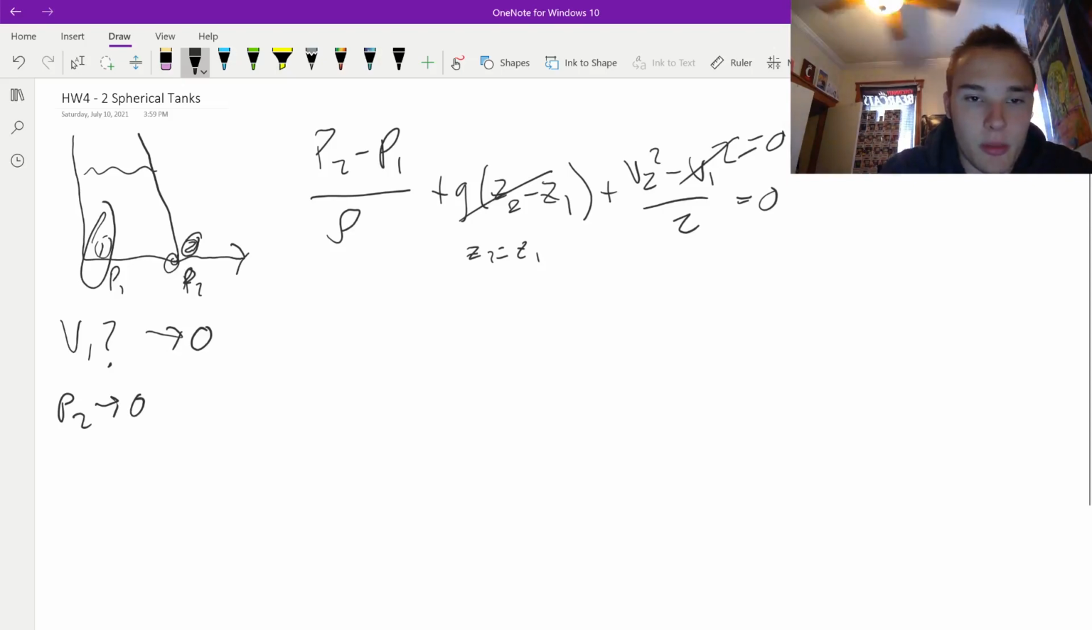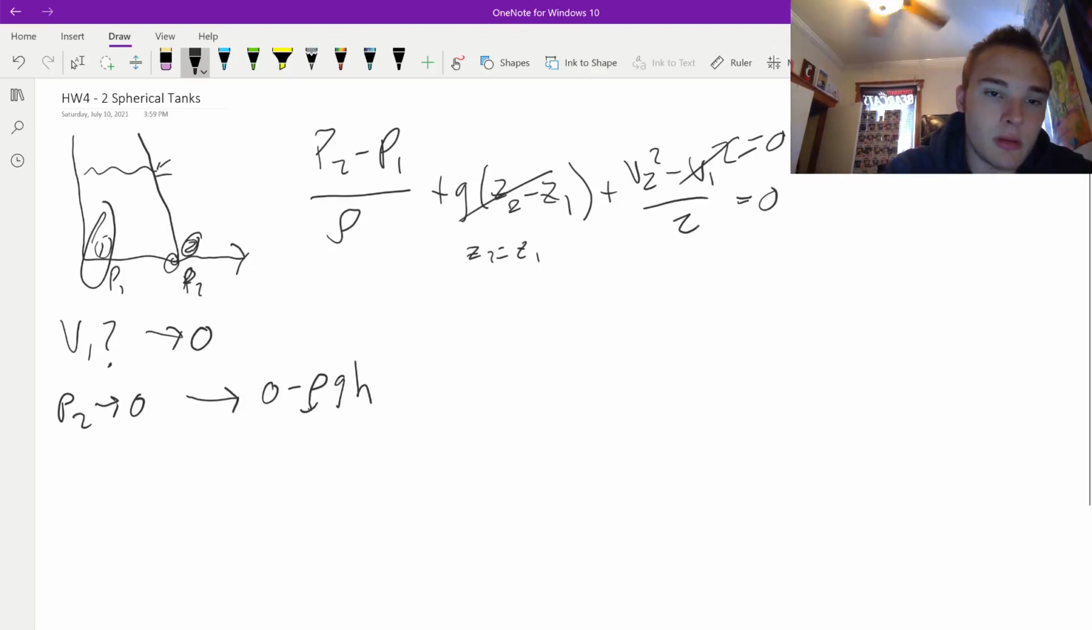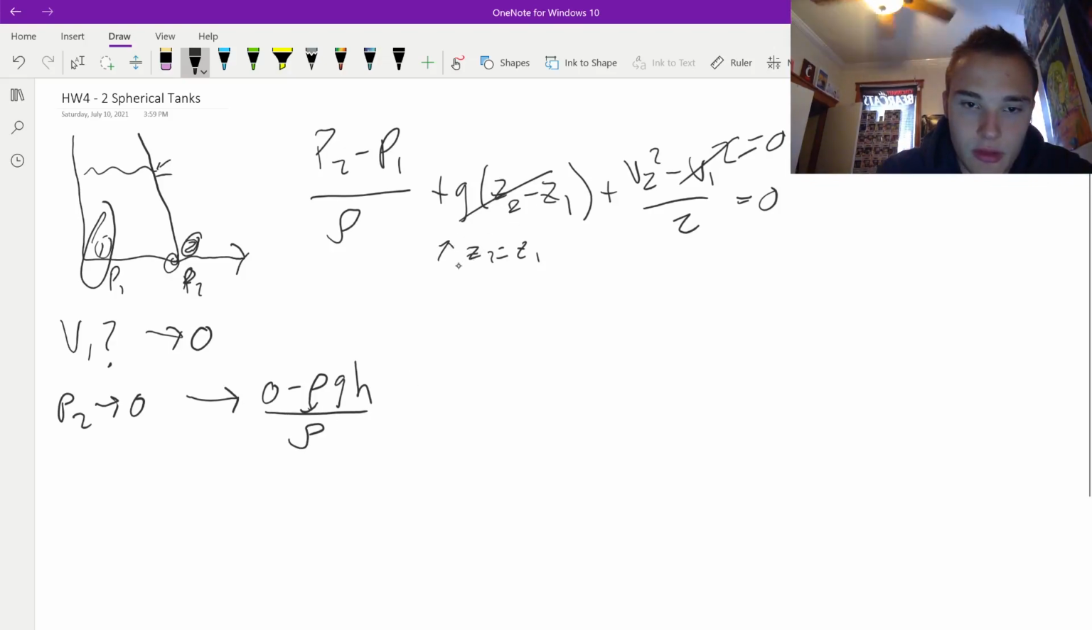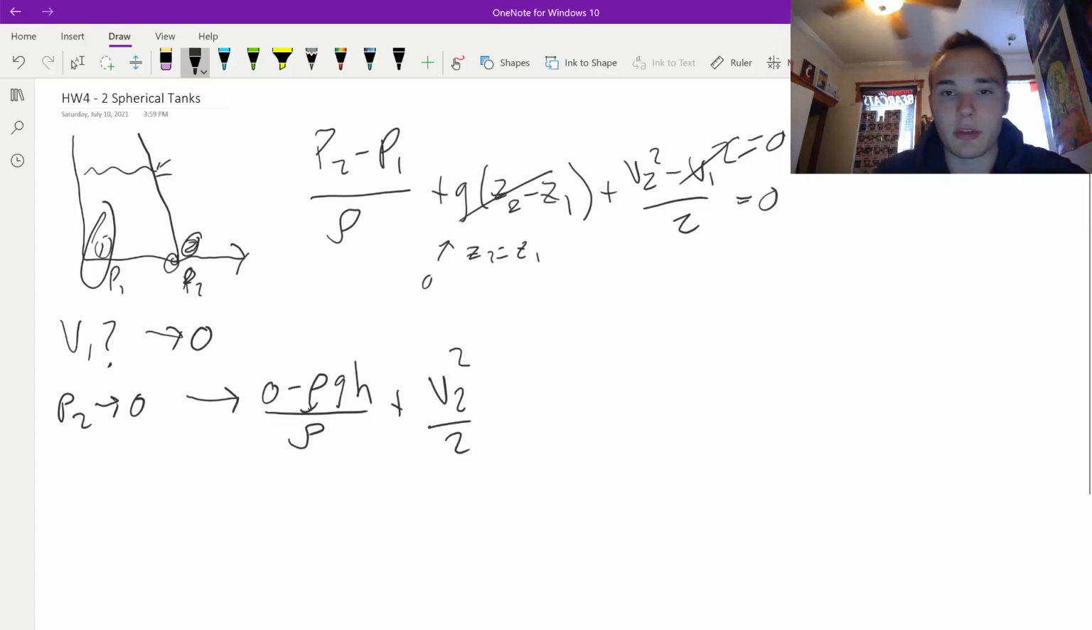And so if we put it back into our Bernoulli's equation, we have 0 minus, and P is equal to rho gh. Pressure is equal to rho times g times h, h being the height of the fluid right here. So we have rho gh, and then over rho. And then we said that this right here is equal to 0. So then that leaves us with v2 squared over 2, because we also said that v1 was equal to 0 because of the difference in cross-sectional areas, and it equals 0.